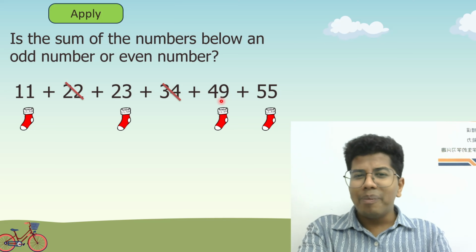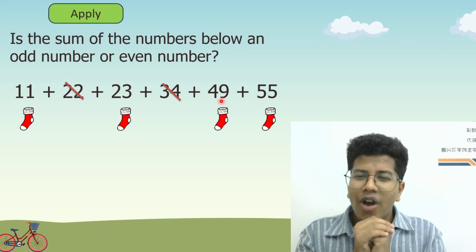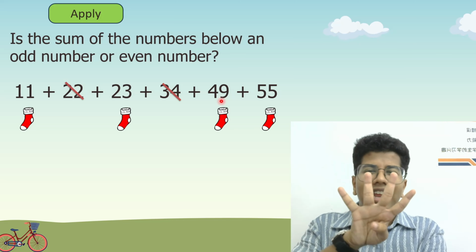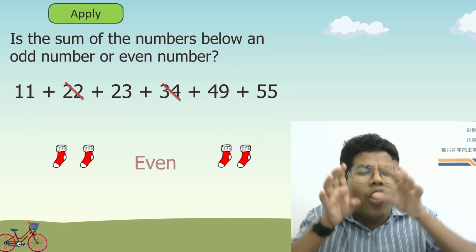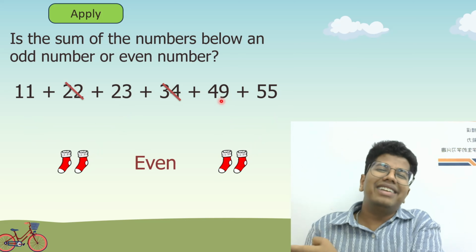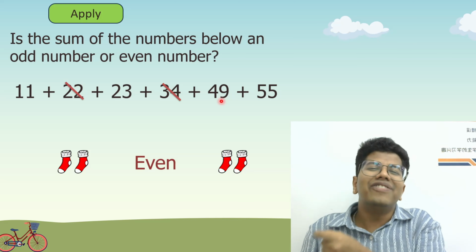Now, can I form pairs with all the one lefts? We can observe there are just 4 left and I can pair each one of them up. And if I can pair all the numbers that are present, it is nothing but an even number.